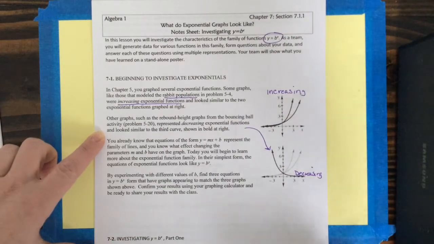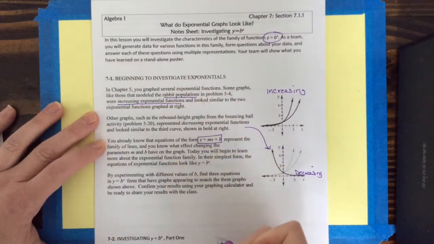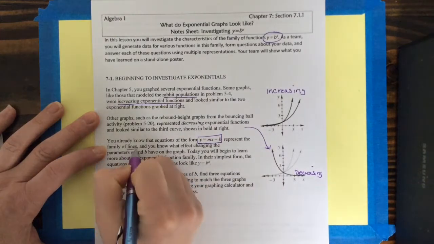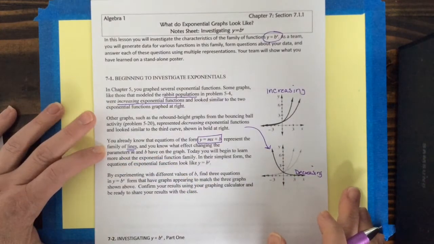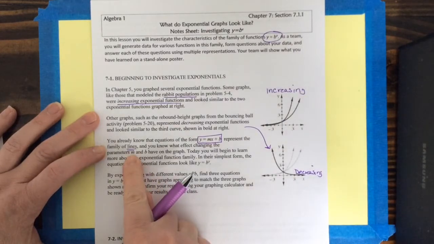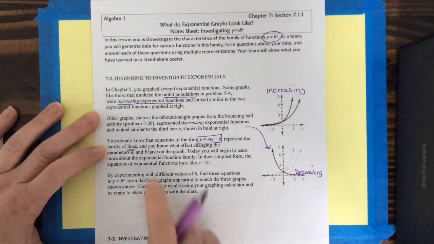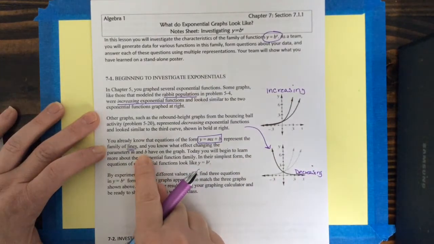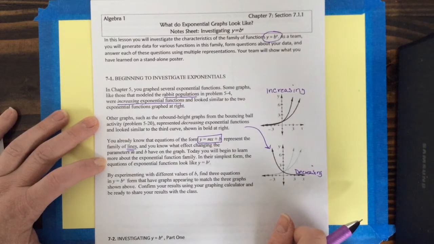You already know that equations in the form of y equals mx plus b represent the family of lines. So that would be linear. And you know what effect changing m, which is your slope, will have: it changes the degree at which it's slanting up or slanting down. And b is your y-intercept, so that can shift up or down as well. Today you're going to begin to learn more about the exponential function family.